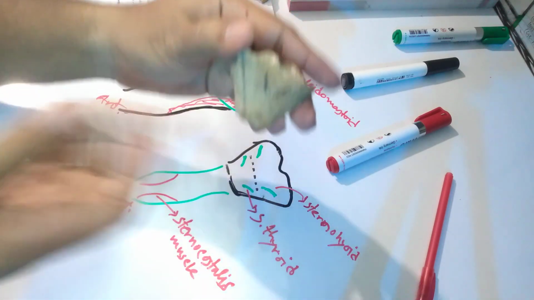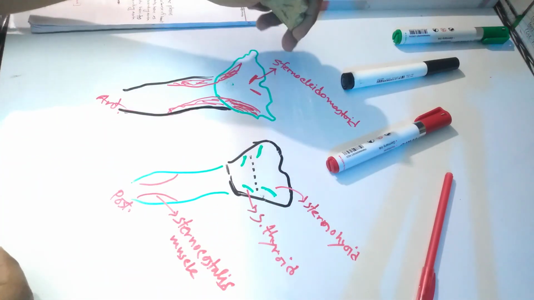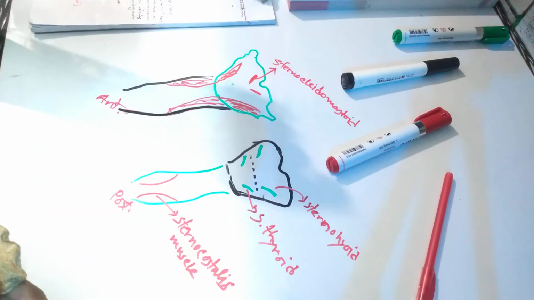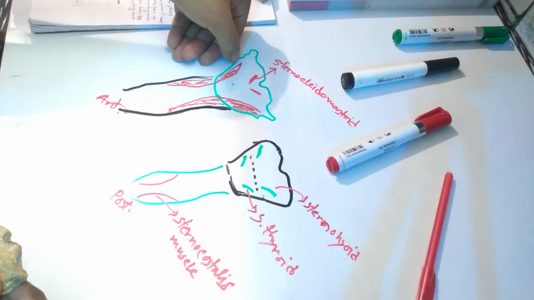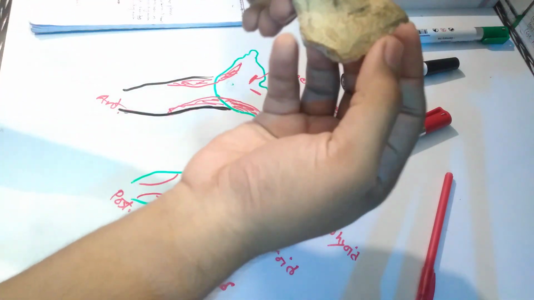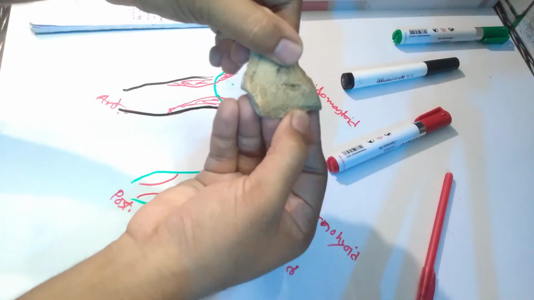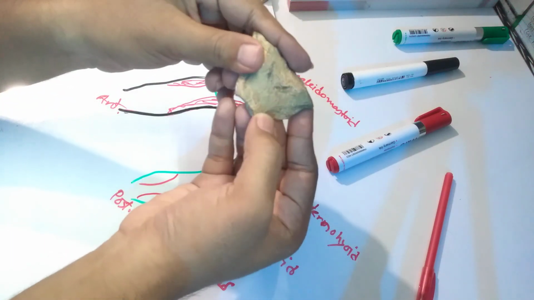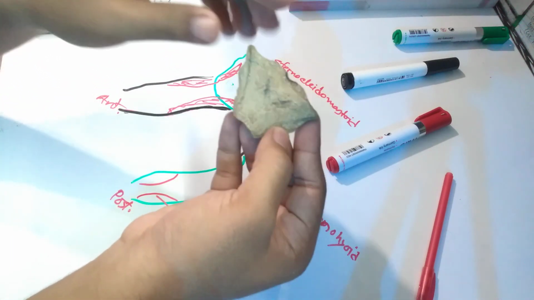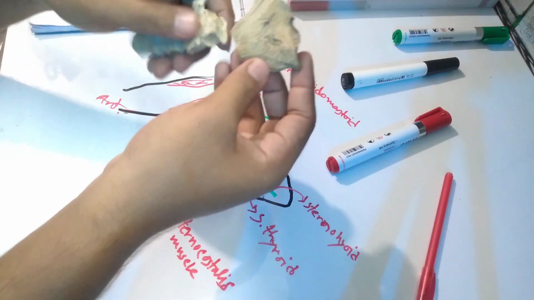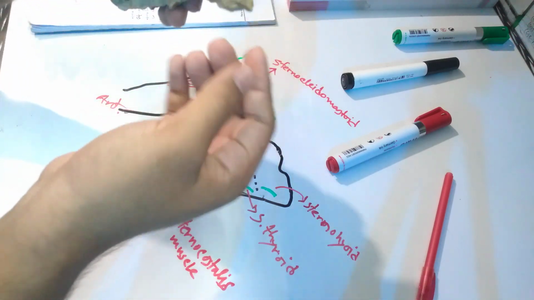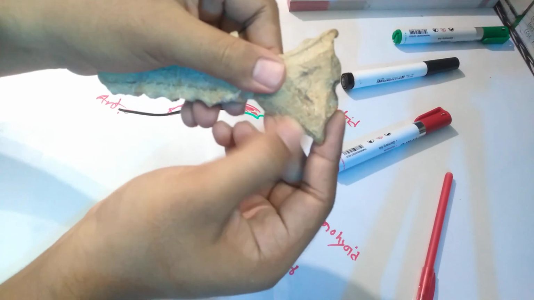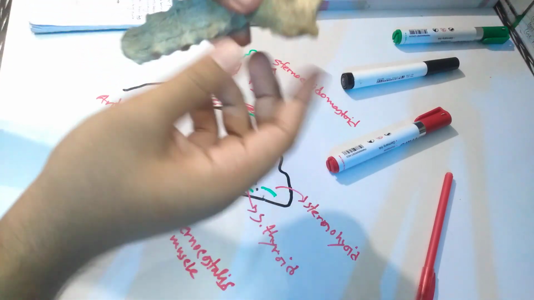In this position, it is the origin of sternocleidomastoid muscle. Sternocleidomastoid muscle origin will be here, and this part here is the attachment of pectoralis major. Here is the attachment of pectoralis major. This is also the origin of pectoralis major. Here will be the origin of pectoralis major.